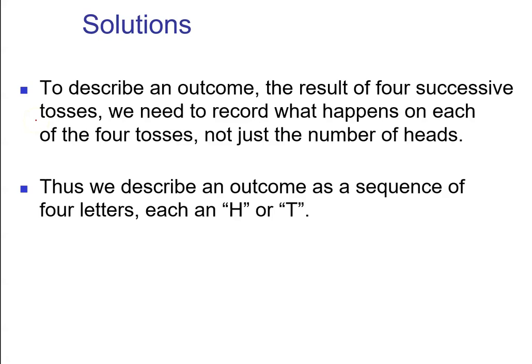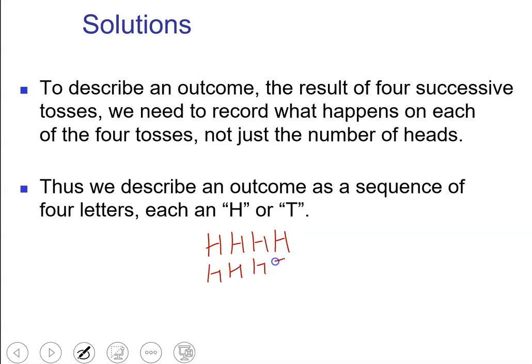Well, to describe an outcome, the result of 4 successive tosses, we need to actually record what's going on here. Now, some people might think this takes a little while to do, but we actually just need to write down all the scenarios. So if I got a head the first time, I could get this scenario, and then I could get it where I got a tails. I'm using H for heads, T for tails. And then I keep going. I need to write all this list out.